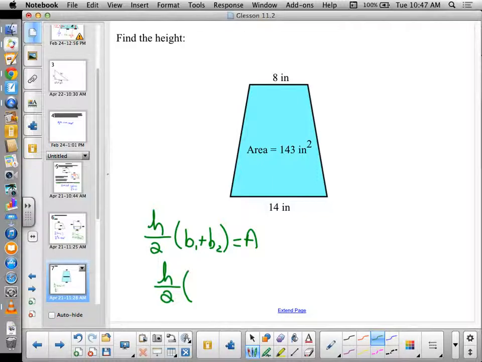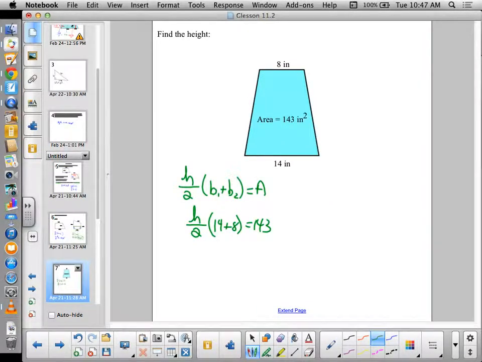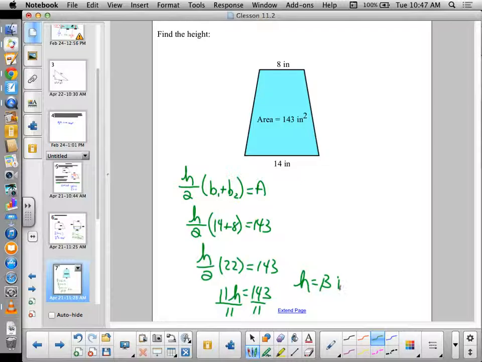I could make it 8 and 14 or 14 and 8. It's not going to make a difference. I know the area. So we plug what we know into the formula, and then we figure out what we don't know. We solve. As long as there's only one unknown, we're good to go. Again, order of operations, we have to do that first. H over 2 times 22 is 143. We keep simplifying this side. 22 over 2 is 11, so 11 times the height is 143. Divide by 11, I get the height is 13 inches.